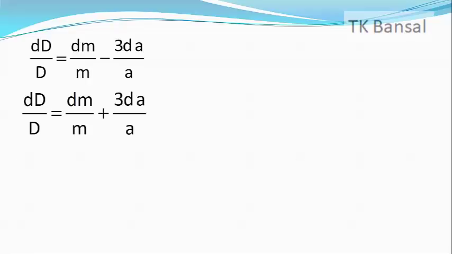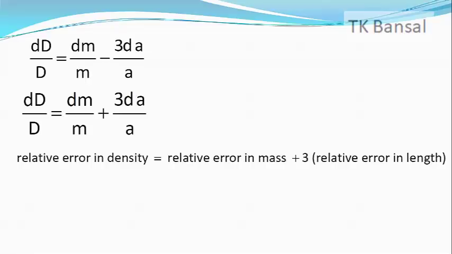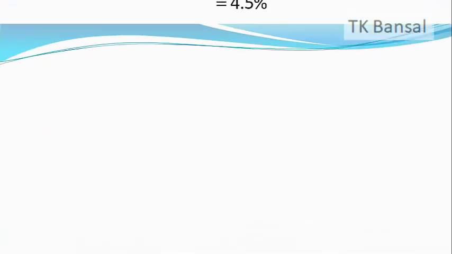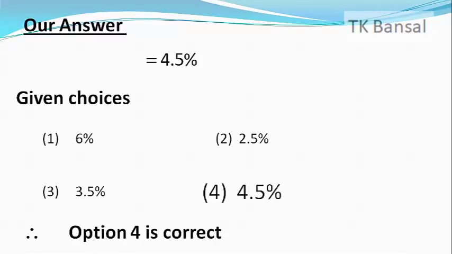Or relative error in the measurement of density is equal to the relative error in the measurement of mass plus 3 times the relative error in the measurement of length, or the percentage error in the measurement of density is equal to 1.5% plus 3 times 1%, which is calculated to 4.5%, and my answer matches with choice number 4.